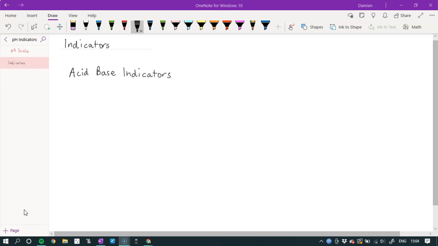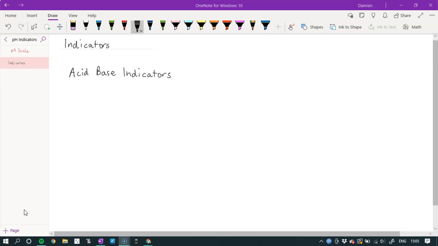Okay, so for the next section, we're going to have a look at indicators, the ranges of indicators, the different types of indicators and how they work, and then also some titration curves, so we'll have a look at those. So the first thing we've got to look at is some acid-base indicators, and we'll have a look at the three main indicators that we use.